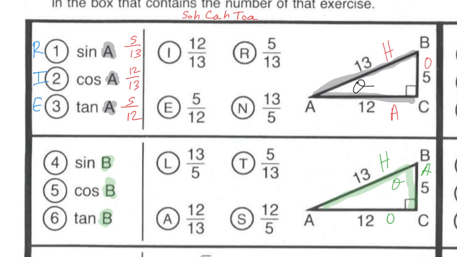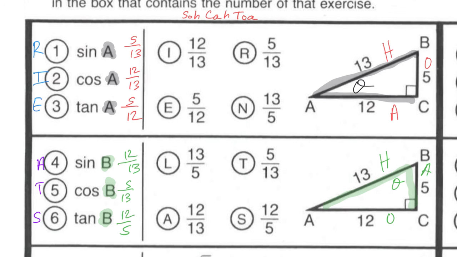If I go to do my sine, cosine, and tangent, sine again is opposite over hypotenuse, so in this case that's 12 over 13. Cosine is my adjacent over my hypotenuse, which is 5 over 13. And then tangent is opposite over adjacent, so for this problem that'll be 12 over 5. Now I'm going to match that up to the letters I see over here. So 12 over 13 is letter A. And then 5 over 13 is T, and then 12 over 5 is S.